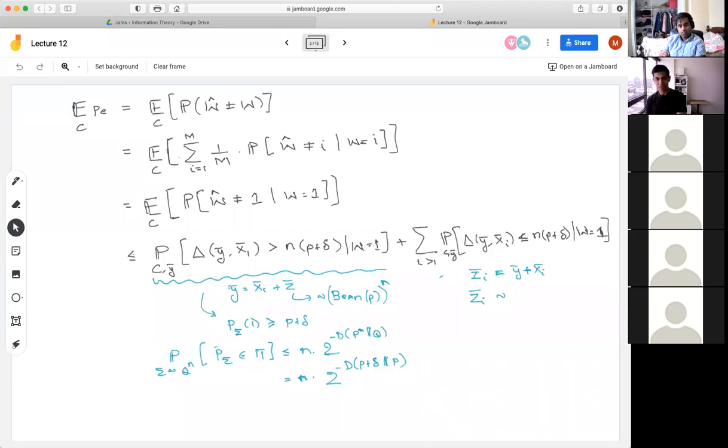Any guesses for what the distribution of zi bar is like? You can also just fix y bar and then think about the distribution. The hint is that it won't change. You don't have to worry about both y bar and x bar.